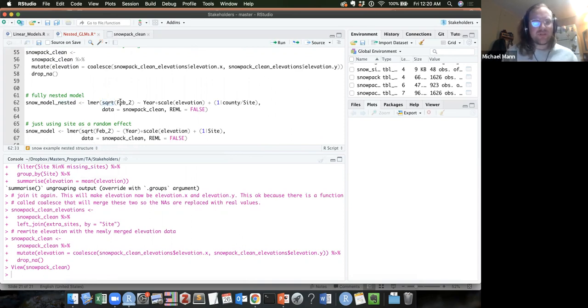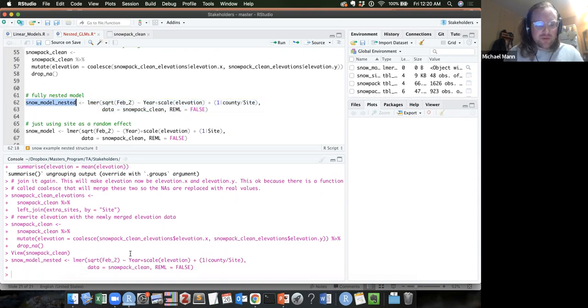So square root February 2nd. And then we have year as one of our fixed effects. And then elevation scale. You can also scale year too, but it won't matter too much in this example. And then our random effect here is now site nested within county. So we have multiple sites within the same county, so we can then estimate them like that. So let's now run this model.